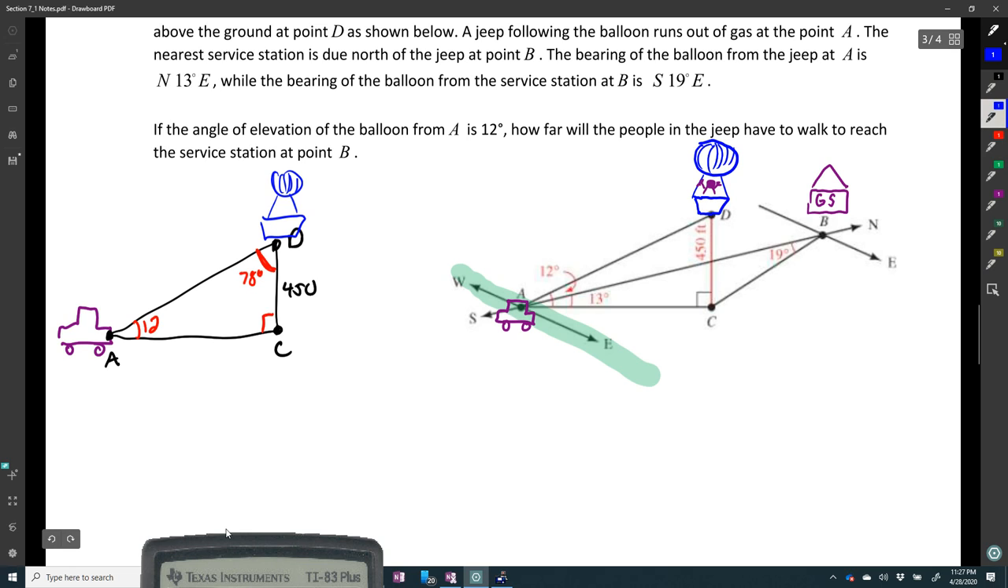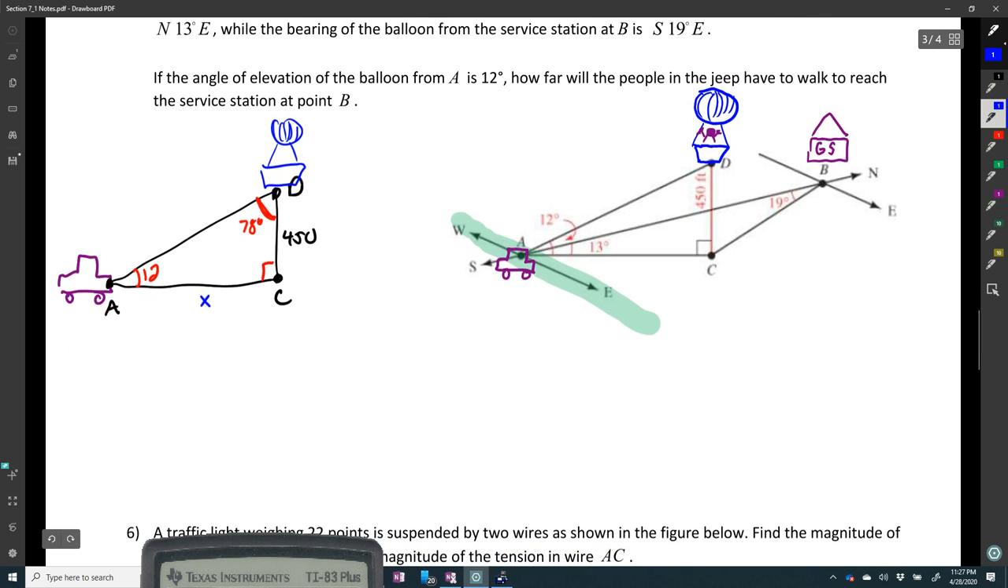Now, because of that, I can figure out this side. I'm going to label it as x. And we're just going to use the law of sines. So I have an angle and its opposite side, and I have an angle and its opposite side. So x over sine of 78 is equal to 450 over sine of 12. And then from there, just multiply both sides by sine of 78.